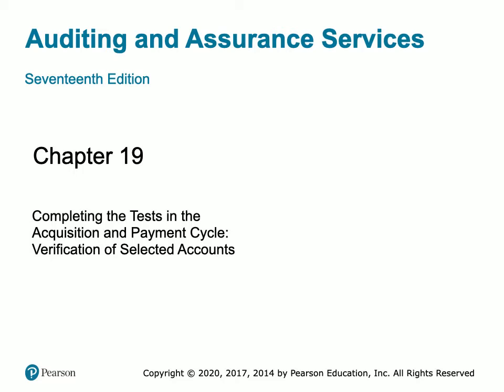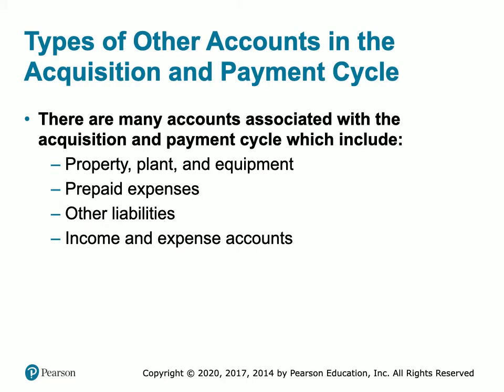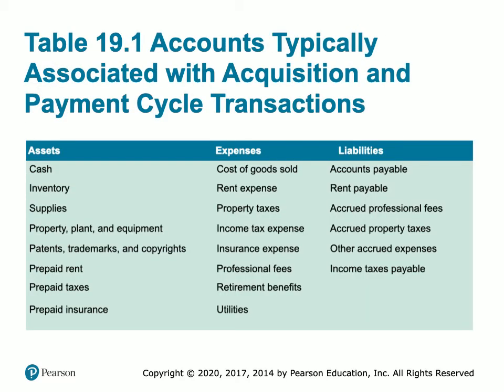So, some other accounts besides accounts payable in the acquisition and payment cycle. There's many items which you purchase: property and equipment, prepaid expenses. You do have other liabilities, and you have income and expense accounts. All of these get impacted by the acquisition and payment cycle.